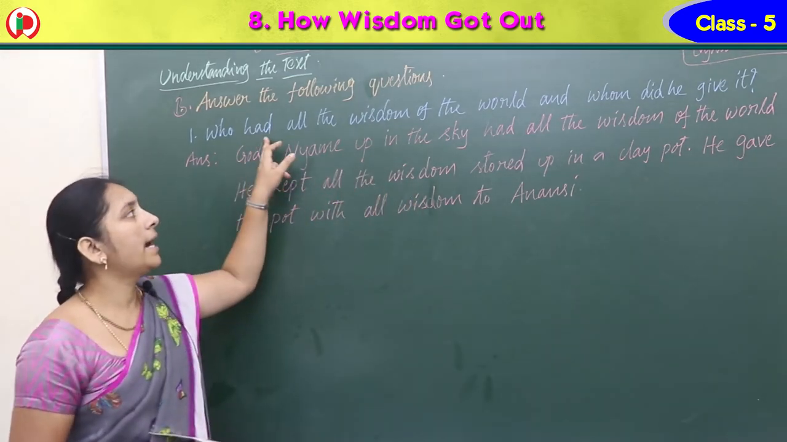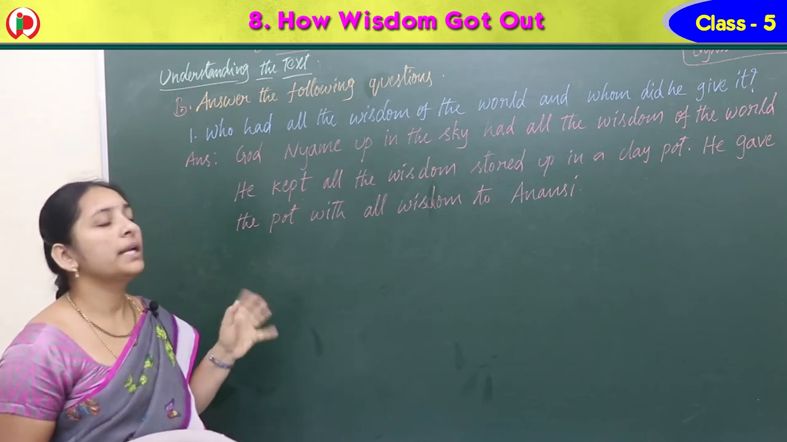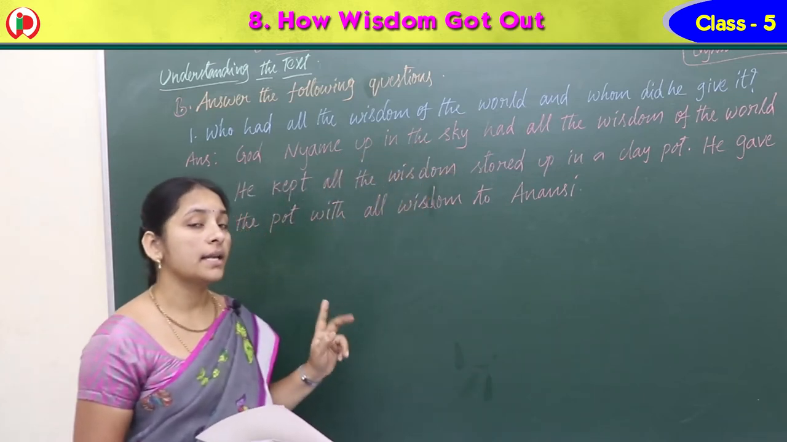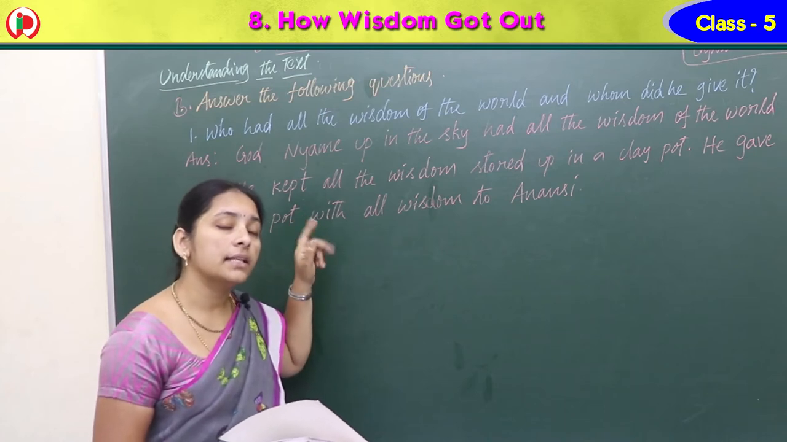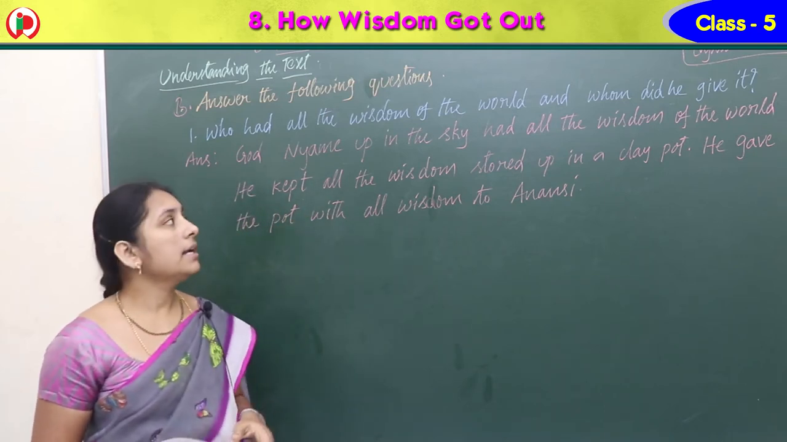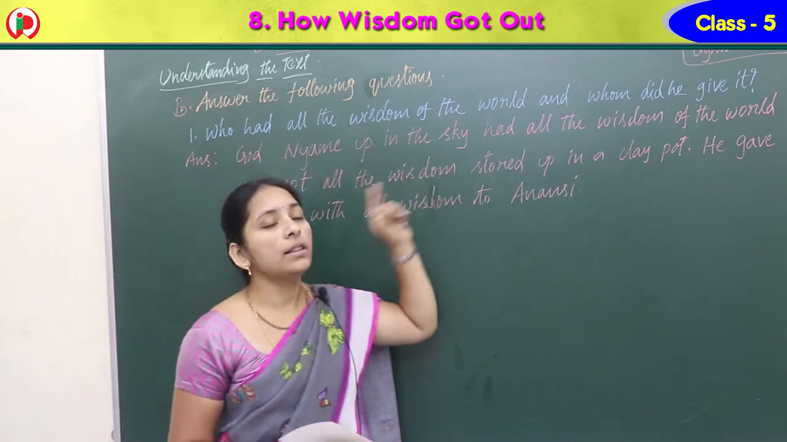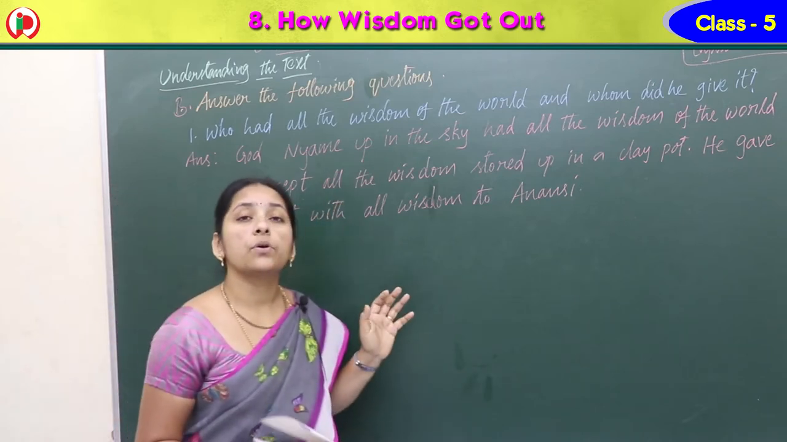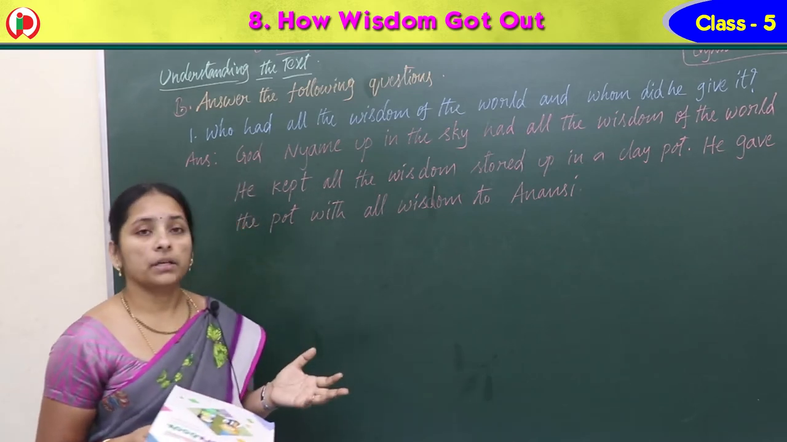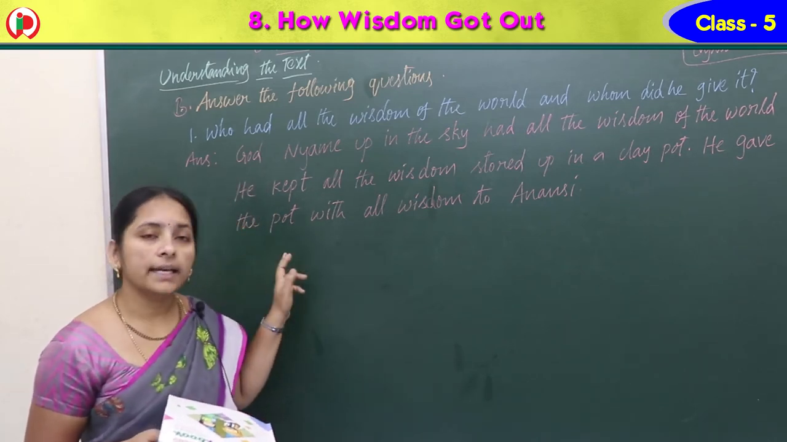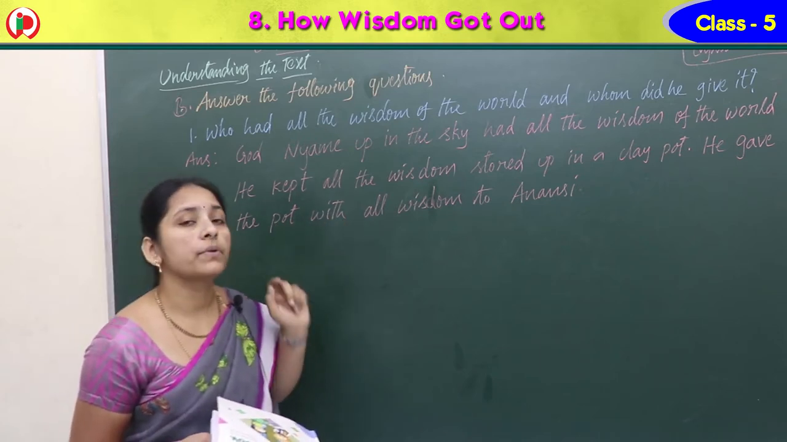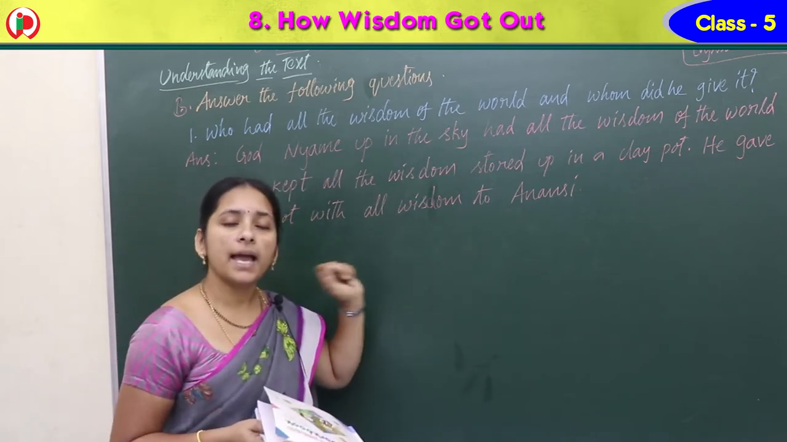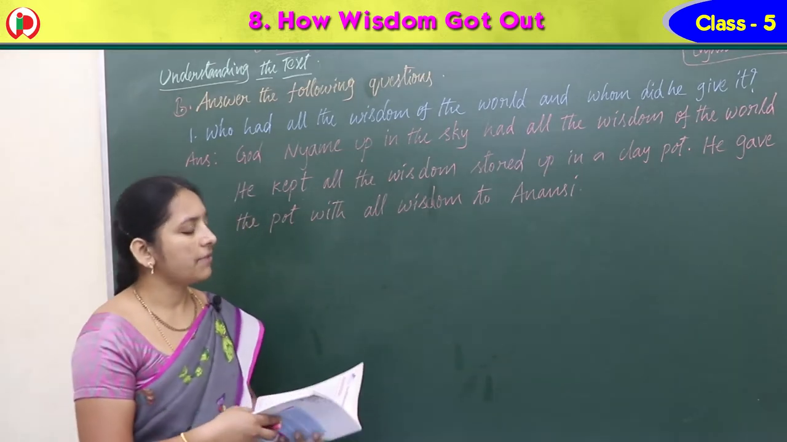What do we have? Who had all the wisdom of the world? And to whom did he give it? So God Nyame up in the sky had all the wisdom of the world. What is his name? God Nyame. And where was he? He is in the sky, right? So where did he keep this wisdom? He kept all this wisdom stored up in a clay pot. And to whom did he give it? He gave the pot with all the wisdom to Anansi. Right, Nana? So this is the answer for the first question.